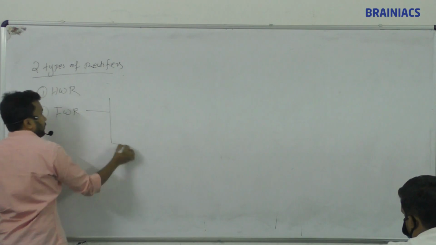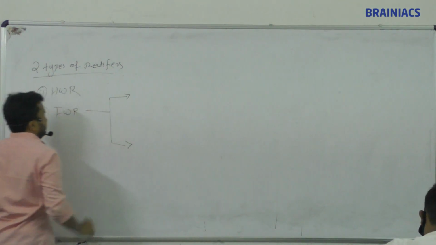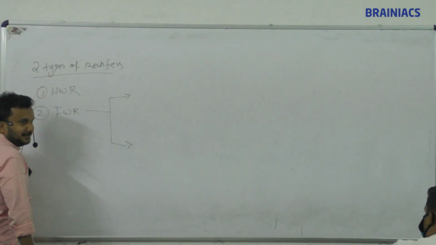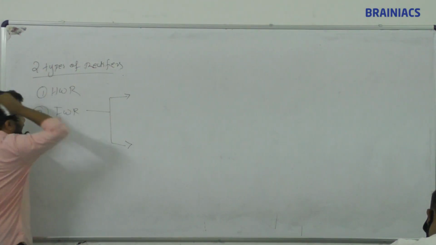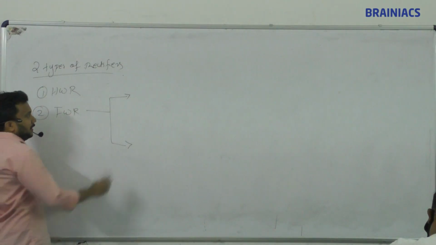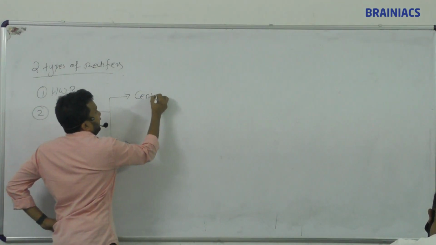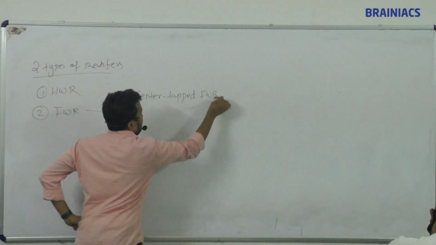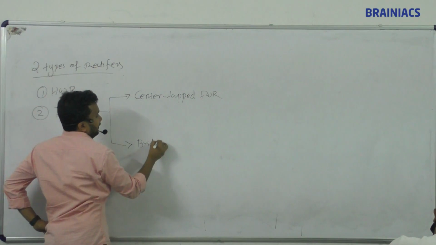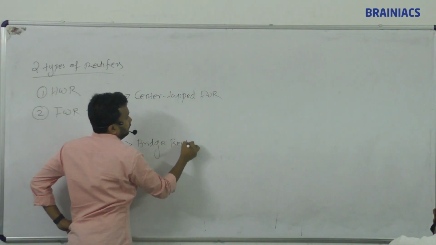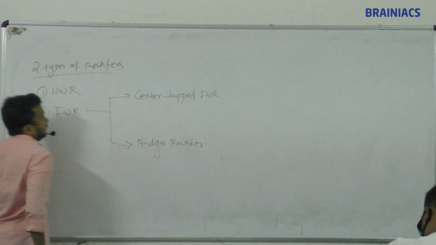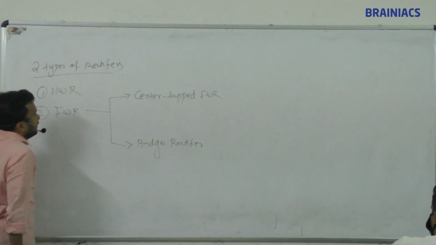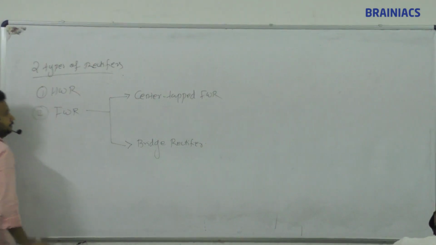Full wave rectifiers are of two types. What are they? Tell me. You told very confidently half wave and full wave. Then two types of full wave: one is called the center tapped full wave rectifier, and another one is called the bridge rectifier. So, two types of rectifiers: half wave rectifier and full wave rectifier.